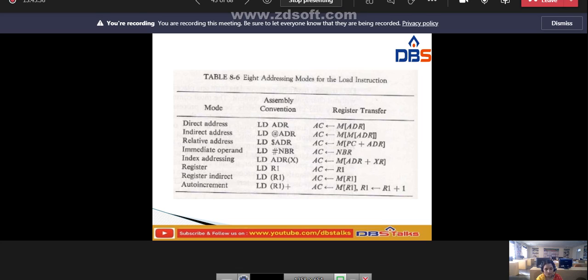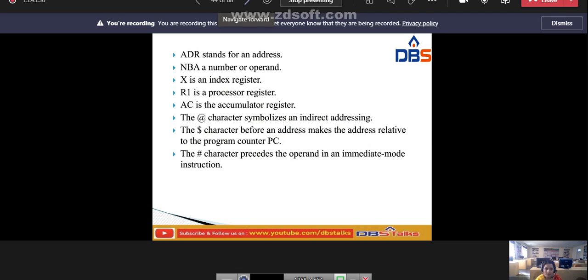The dollar character before an address makes the address relative to the program counter, PC, and the hash character precedes the operand in immediate mode instructions. So these are the different operations we perform in the addressing modes. So these are the 8 addressing modes.